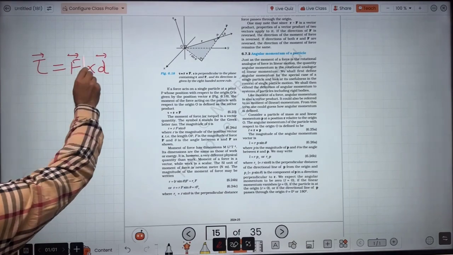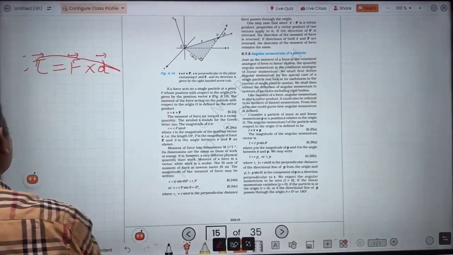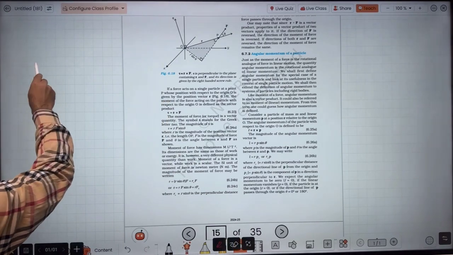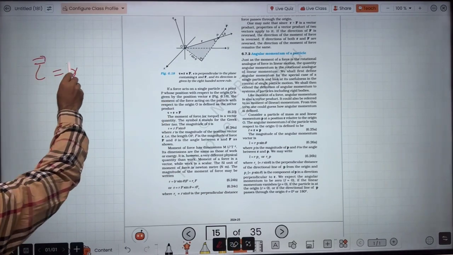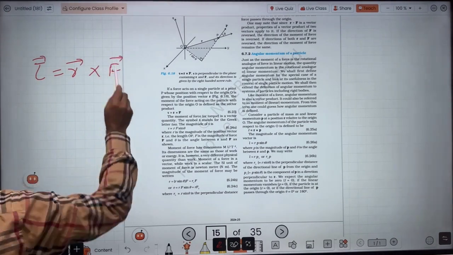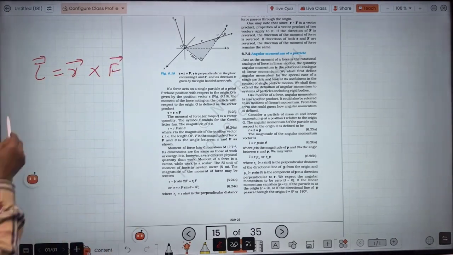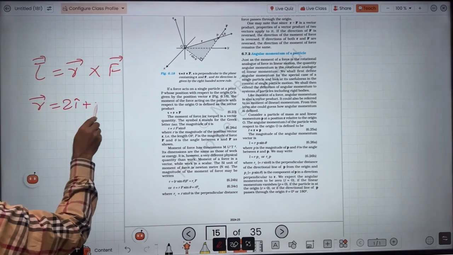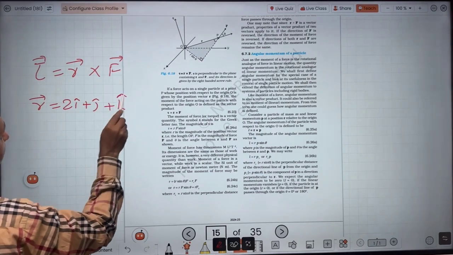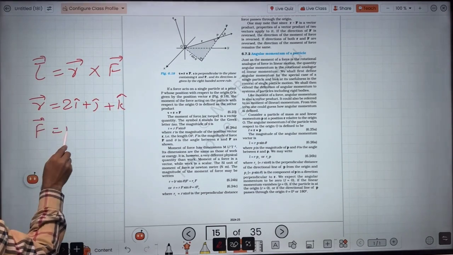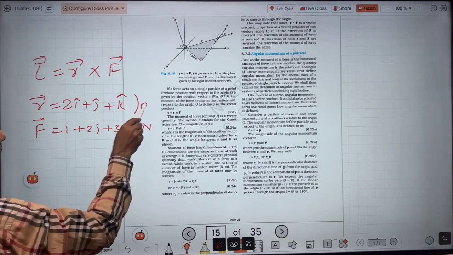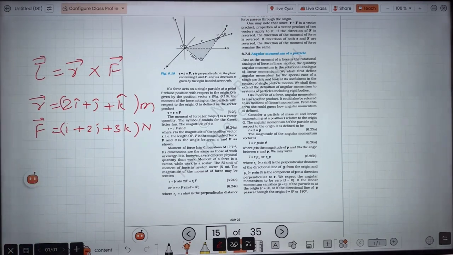Generally, in case of vectors, we write it like torque equal to R cross F. Let's do one evaluation. Suppose vector R is given as 2i cap plus j cap plus k cap, and vector F is given as i plus 2j plus 3k, in Newtons, and R is in meters. In that case, what would be the magnitude of torque?